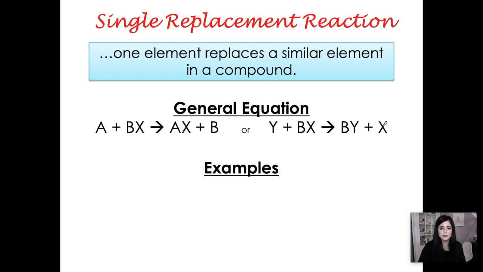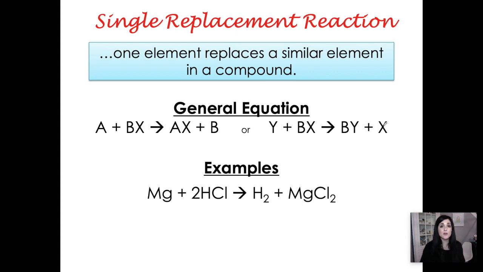Some examples. Actually, the first lab we're going to do is a single replacement lab. It kind of gets you into the swing of writing in the lab notebook. So you'll do lots of single replacement reactions with the activity series. Magnesium reacts with hydrochloric acid to produce hydrogen and magnesium chloride.